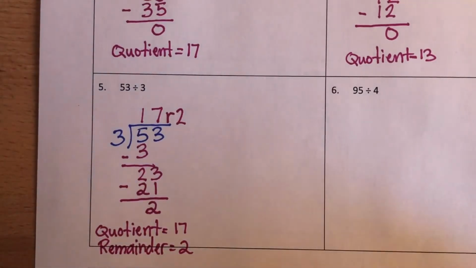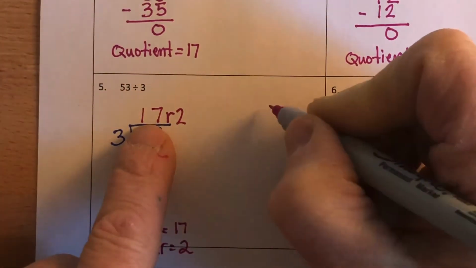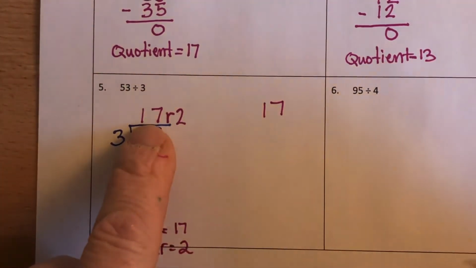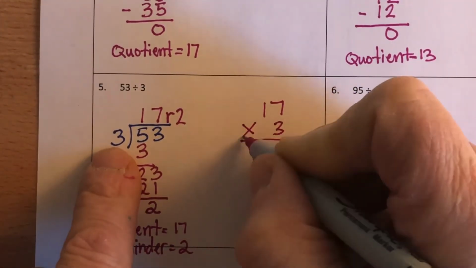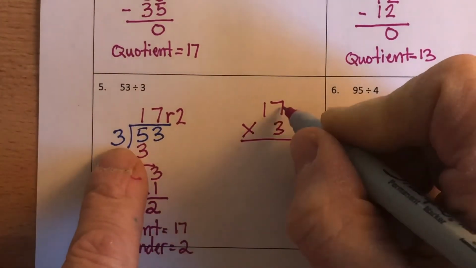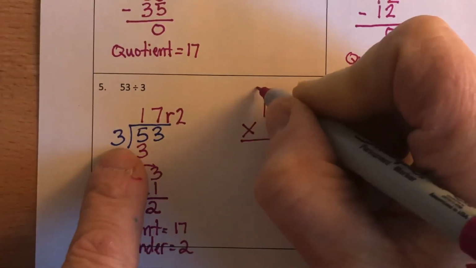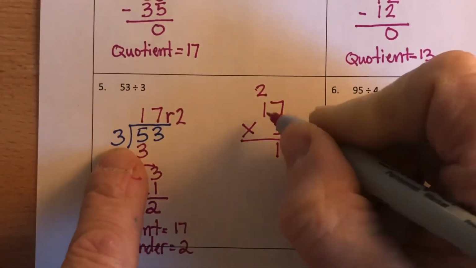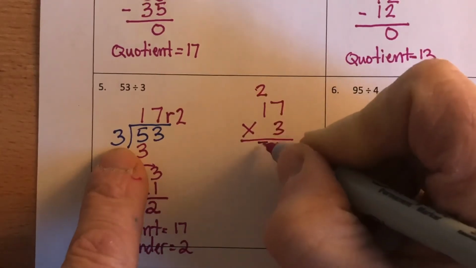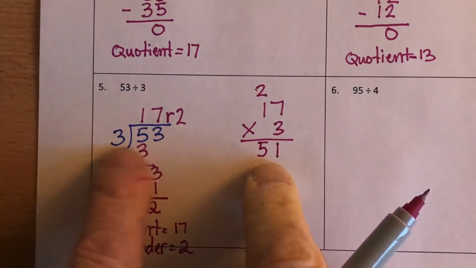Now I'm going to check it with multiplication. All right, get that up a little bit there. So I start with my quotient, 17. I multiply it by my divisor, which is 3. Okay, let's try that. 3 times 7 is 21. Put down the 1, carry the 2, 21. 3 times 1 is 3, plus 2 is 5. Oh, I got 51 and 53.